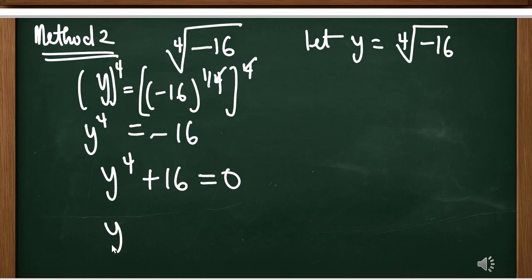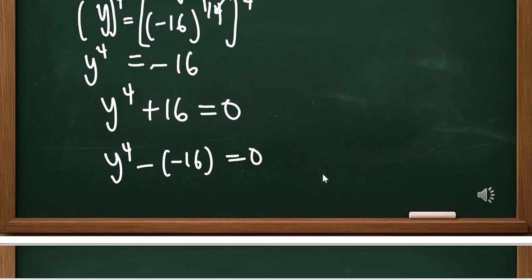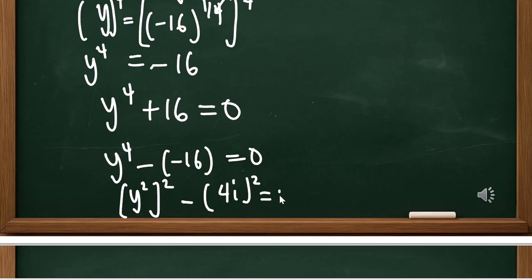And here I can have y to the power of 4 minus negative 16 equals 0. Okay. And here I can write y to the power of 4 as y squared, taking 2 out, which is still the same thing as y to the power of 4, minus 4i all squared equals 0.